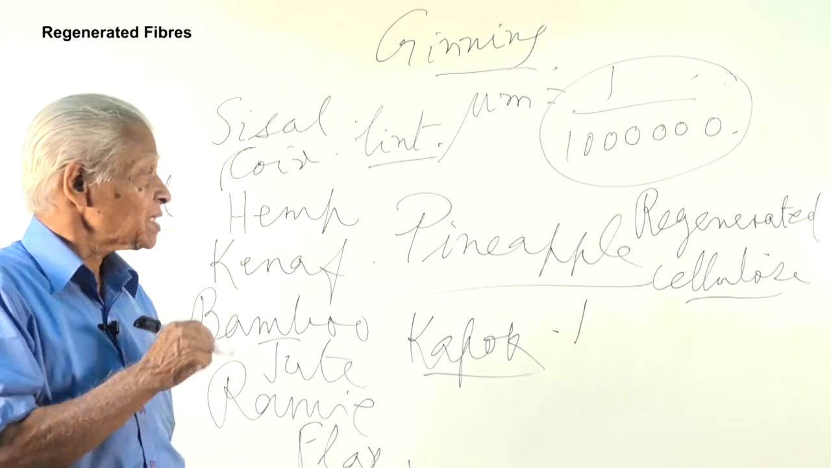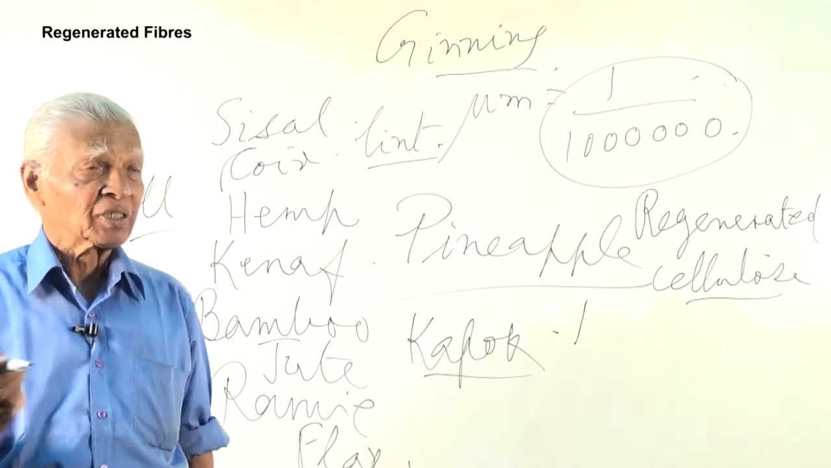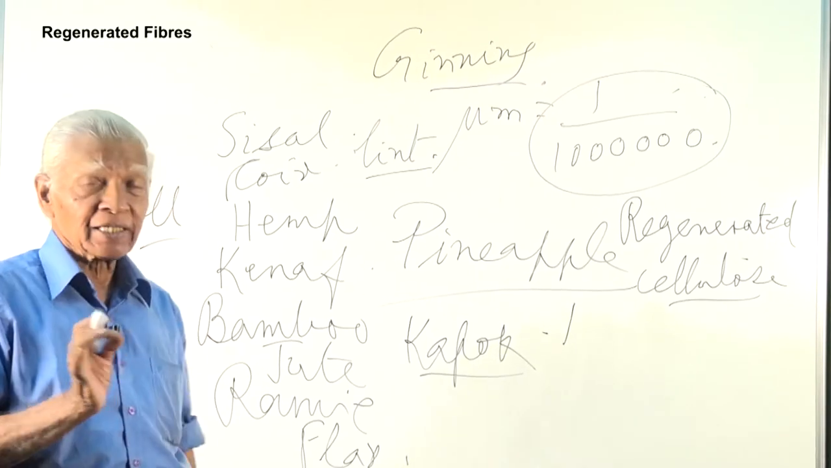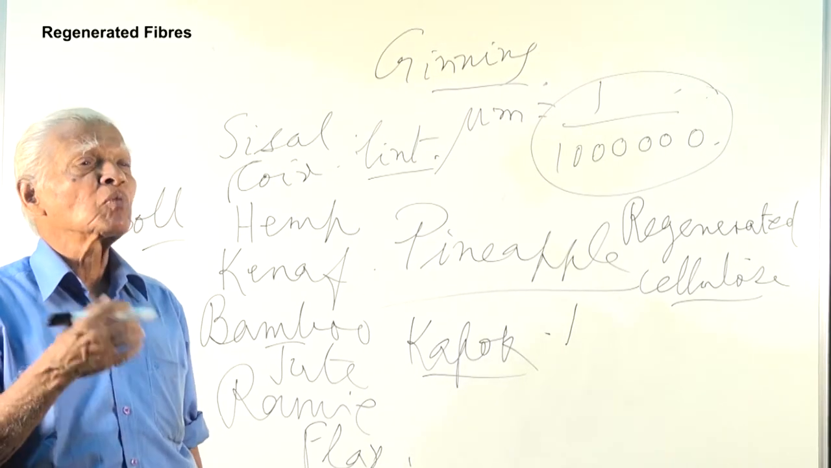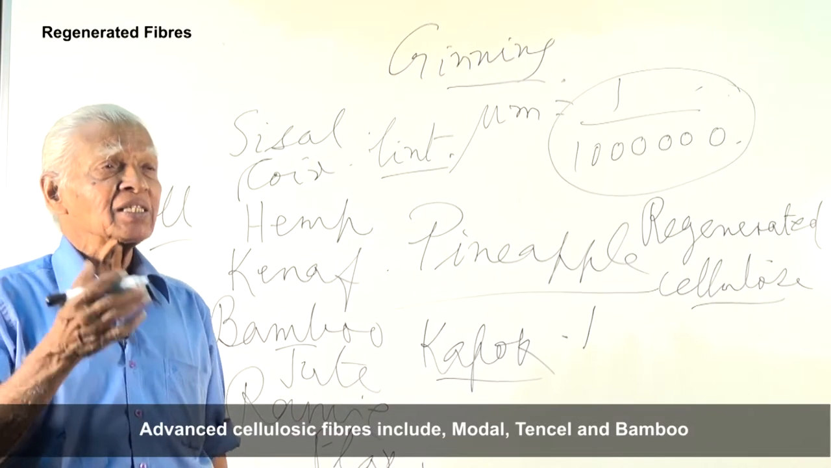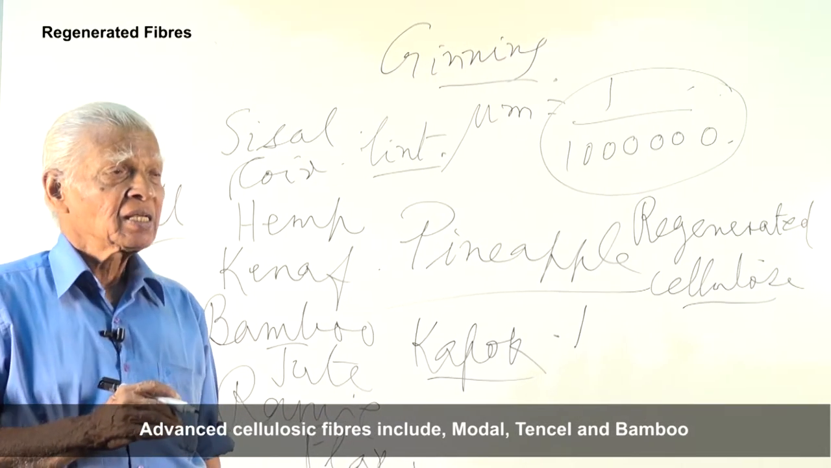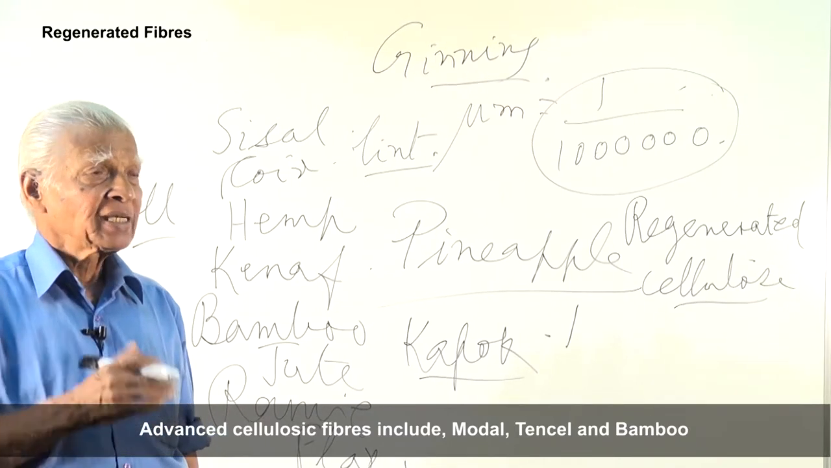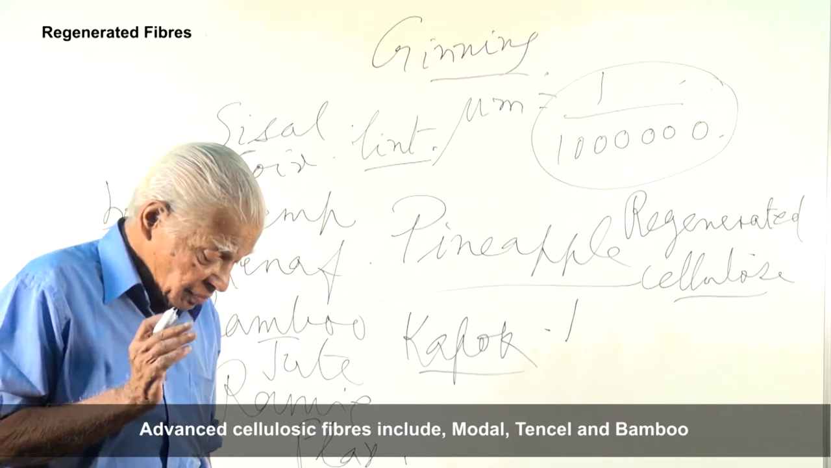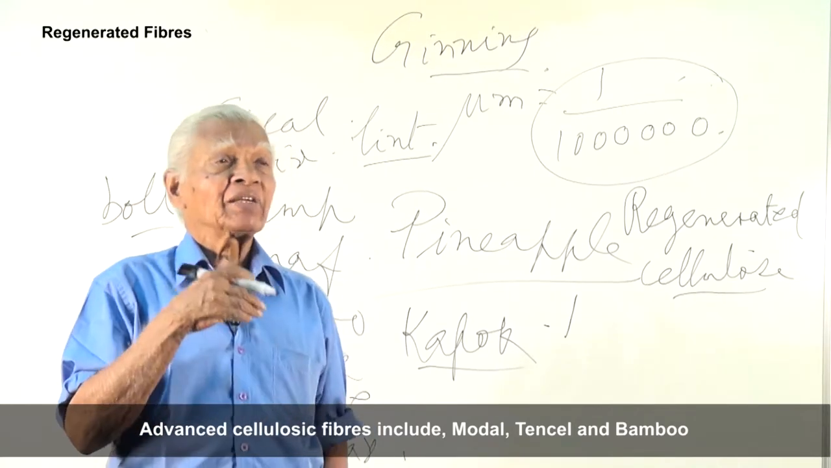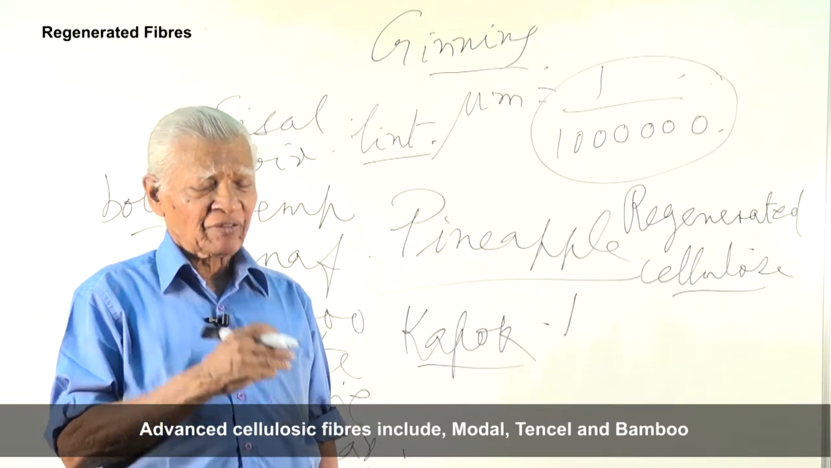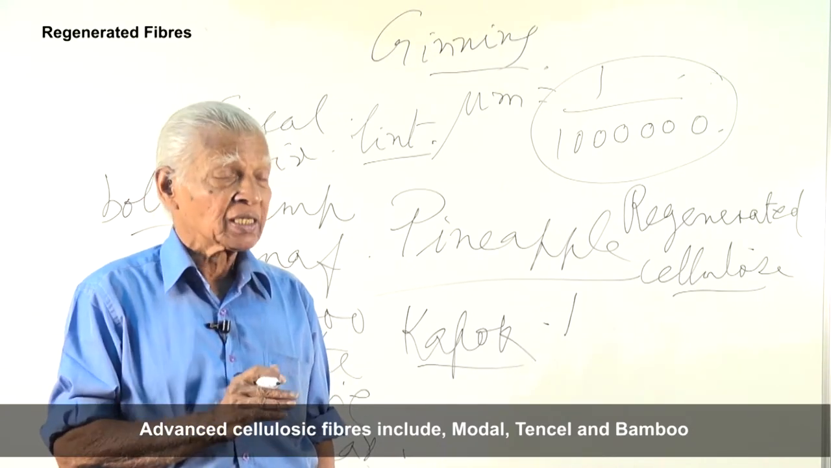I will talk about this in great detail when we come to the fibers, but just to give you a brief introduction, the regenerated cellulose is obtained from wood pulp. And we have so many types of advanced cellulosic fibers today, such as modal, tencel, bamboo, all fibers which have good strength and which provide good feel to the fabric from which they are produced.